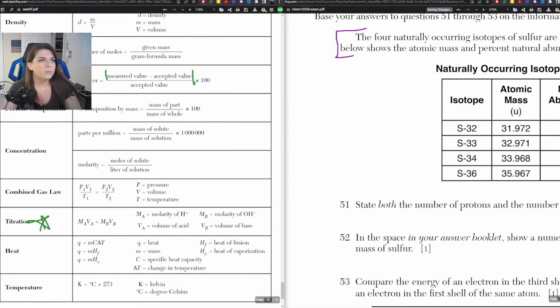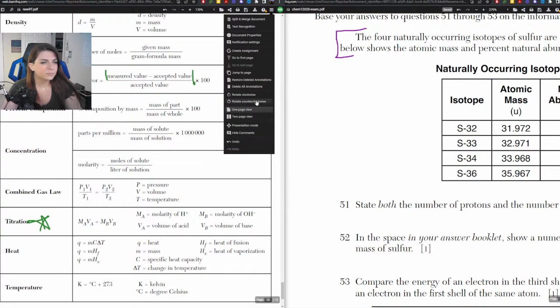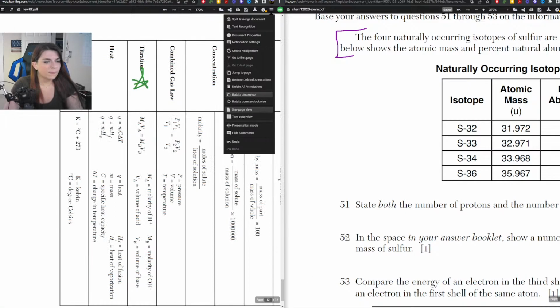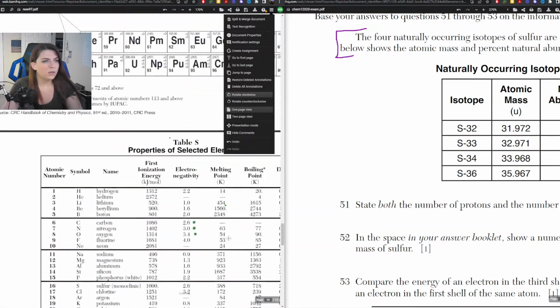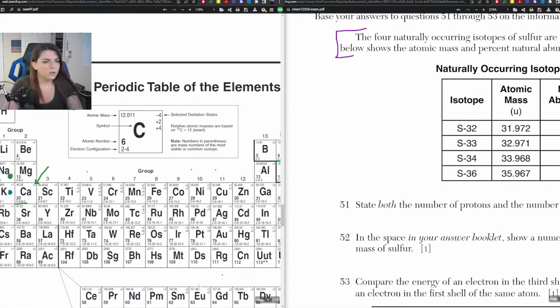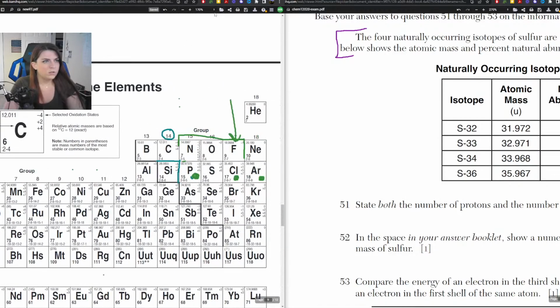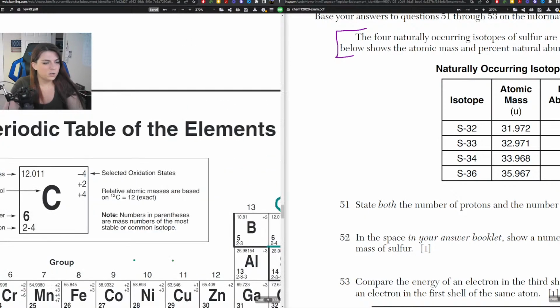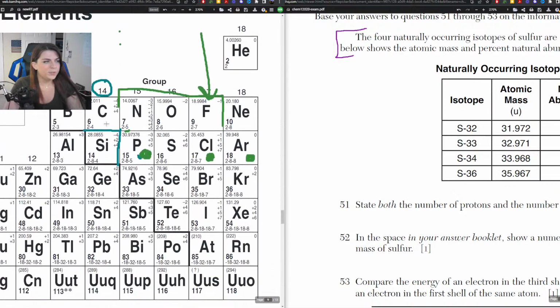If we go check out the periodic table, sulfur is in group 16, and it has 16 protons, and those protons live in sulfur's nucleus.